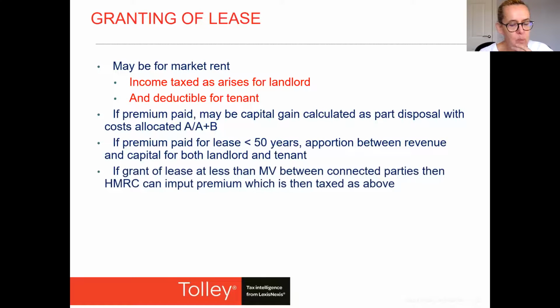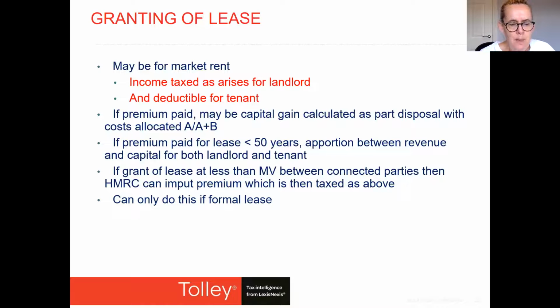Now, one of the problems that we do have with formal leases is where you have transactions between connected parties. So if I own a property and I grant a formal lease on that property to a company which I own, that will be a connected party transaction. And if I don't charge market rent, then market value will be imputed onto that transaction. We don't actually increase the rent. What we do is we impute a premium, which is then taxed on a part disposal basis. But those rules can only apply if you have a formal lease.